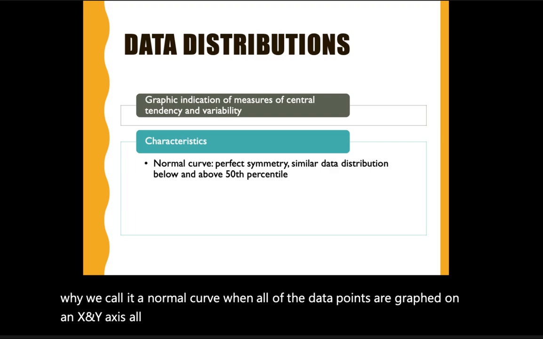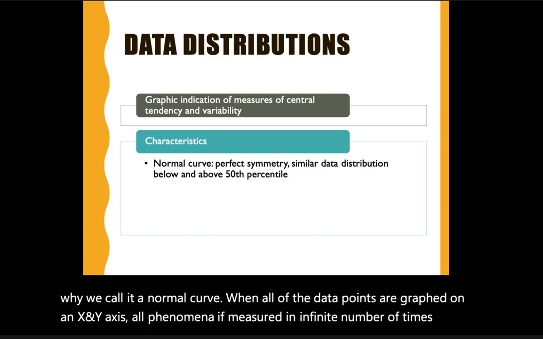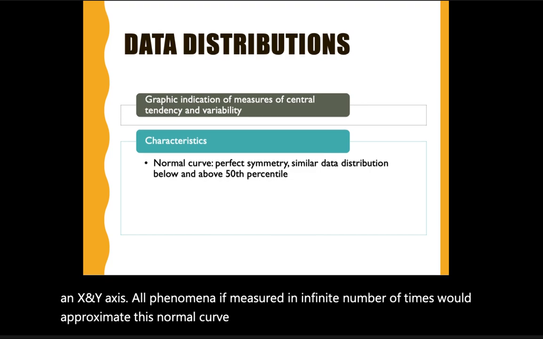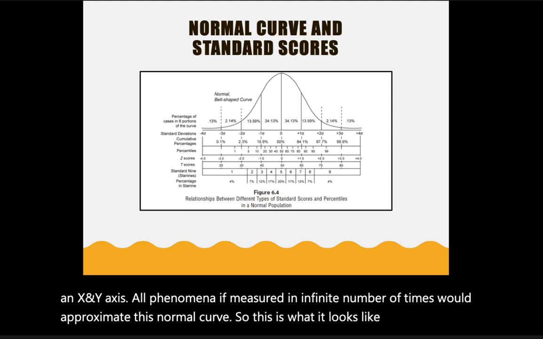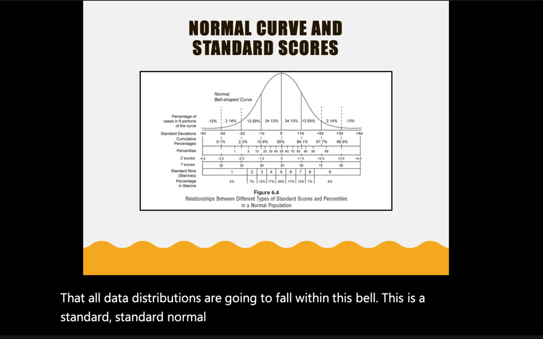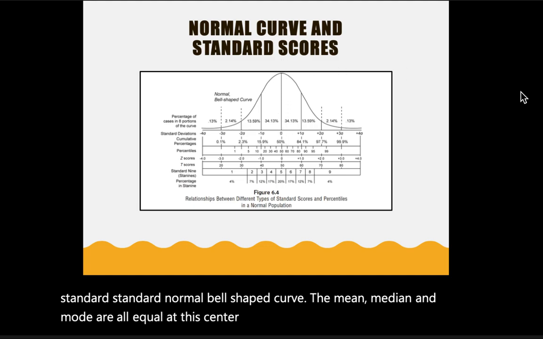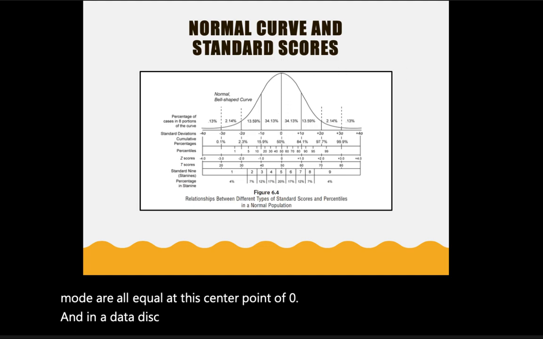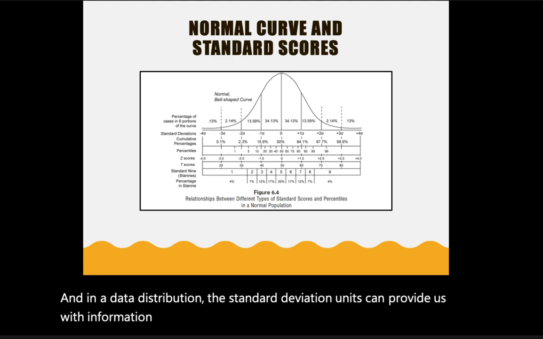All phenomena, if measured an infinite number of times, would approximate this normal curve. So this is what it looks like. It's this top part here where our normal curve creates this bell. All data distributions are going to fall within this bell. This is a standard normal bell-shaped curve. The mean, median, and mode are all equal at this center point of 0. And in a data distribution, the standard deviation units can provide us with information regarding the percentage of data points that fell within a particular area.